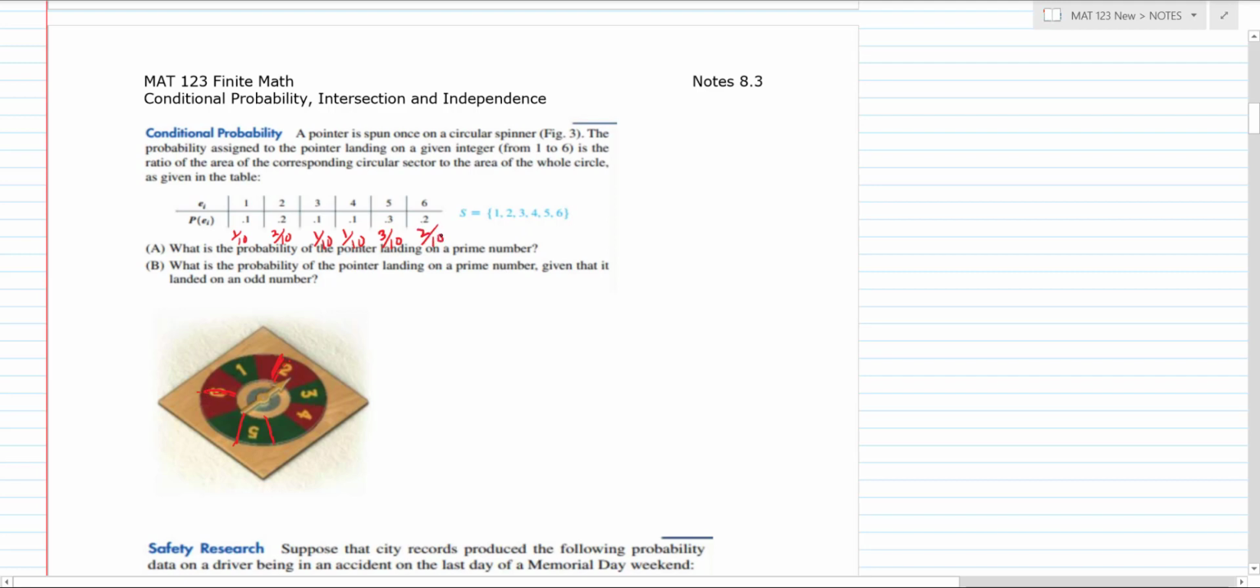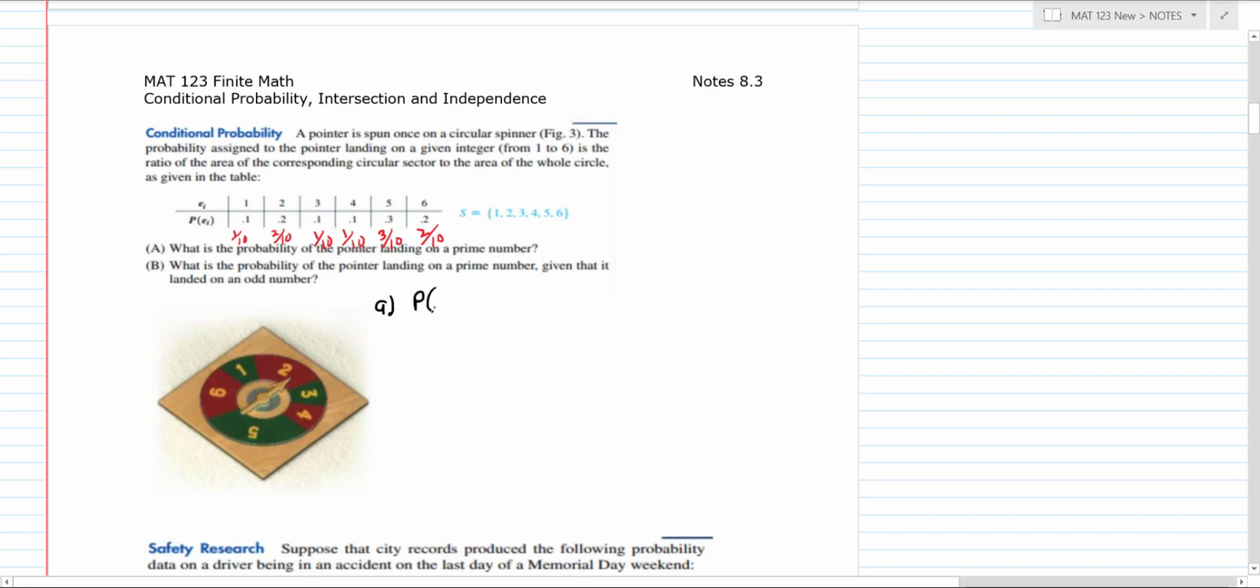Now I'm giving those probabilities to you, so what I'm saying is on this spinner, these things are not equally likely, because some of the regions are bigger than the others. Okay, so what we're going to do on this one first is 2 parts. Part A says, what is the probability of the pointer landing on a prime number?